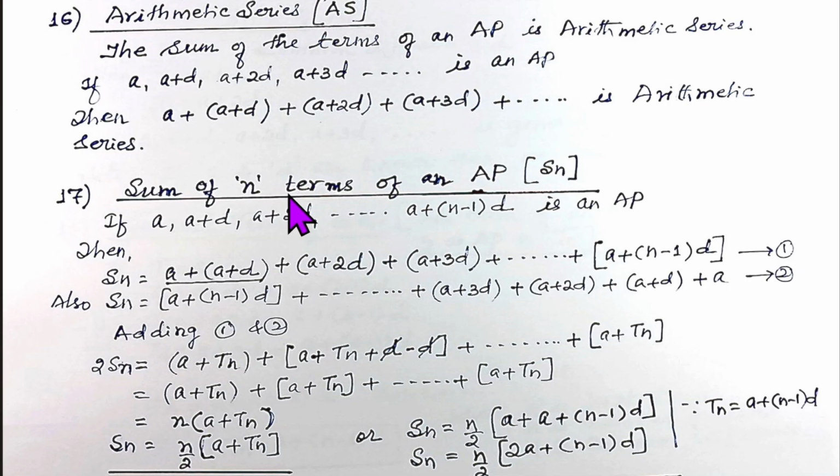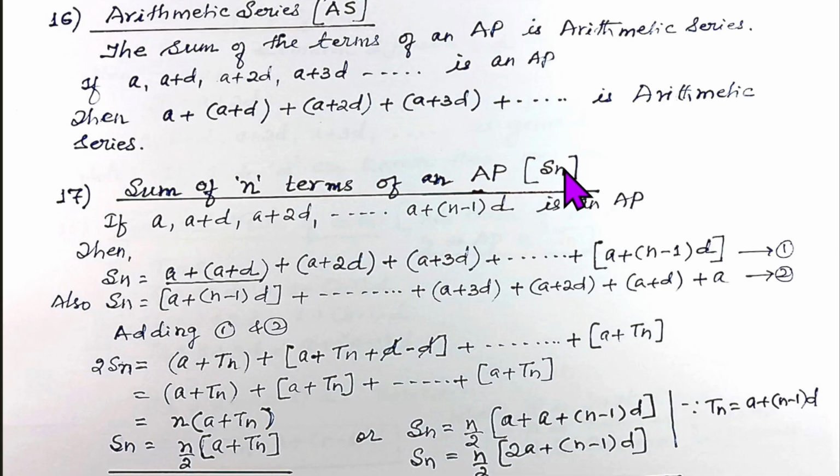Now coming to the sum of n terms of an AP. You are given an AP and we have to find out the sum of the terms of an AP. The symbol of the sum of n terms of AP is Sn. So let us consider the general form of AP first. If A plus D, A plus 2D and so on, A plus n minus 1D is an AP, then we have to find out the sum of these terms.